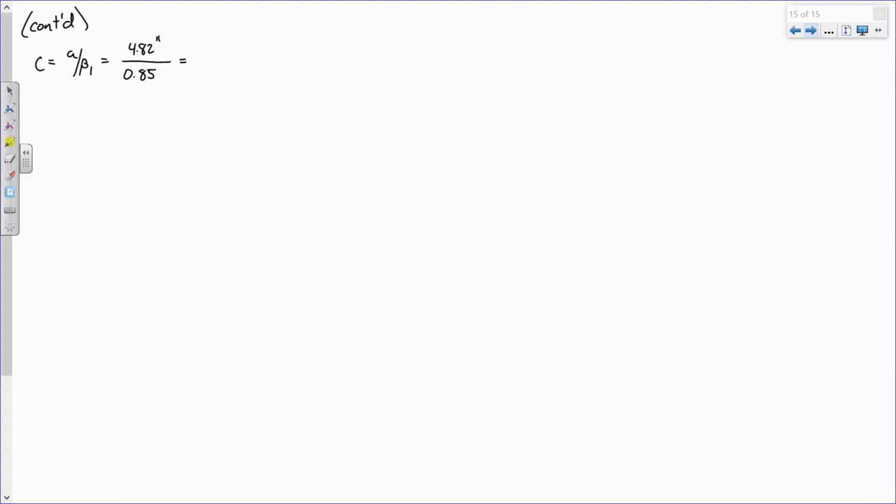5.67. Do I have a second on that? Yep. Okay. Now, next thing we're going to do is compare that against the strain in the steel, which is 0.003 (D minus C over C), which is 0.003, 5.67 inches. And what was D? 21 inches.